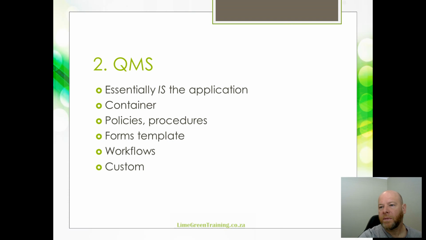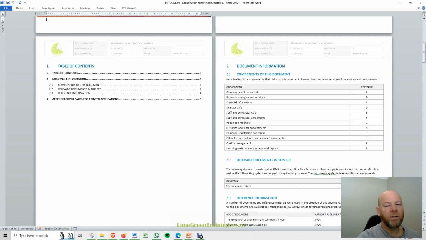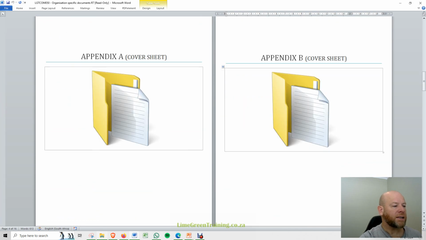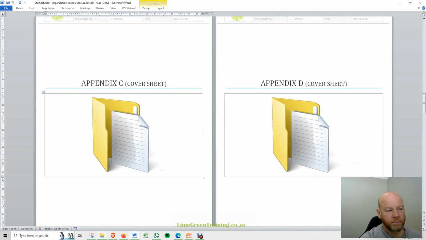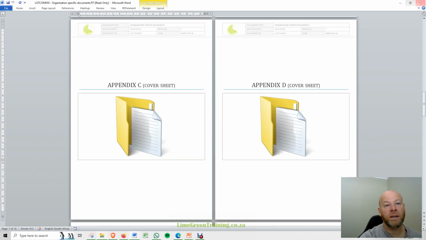The container system I use is one of the documents in the QMS are a container for the specific documents that you need to provide that are not written policies and procedures. So for example, your financial information we were talking about, you need to provide tax compliance status. That falls under financial information. I slot that in section C over here. You will insert your SARS tax clearance under Appendix C cover sheet, and in the electronic copy you can just insert it into the PDF. So I use a container system, which I find is very effective.